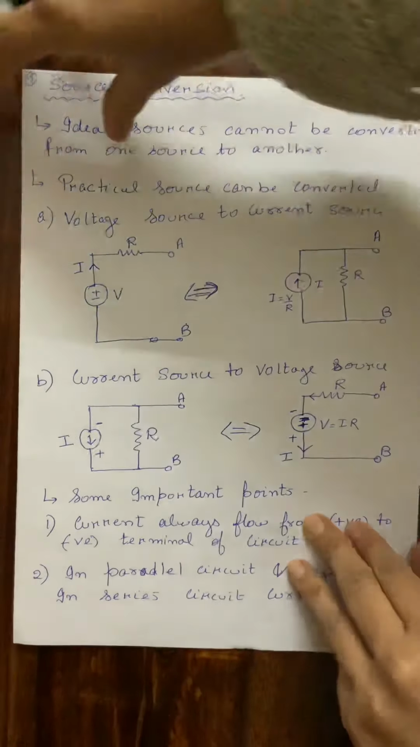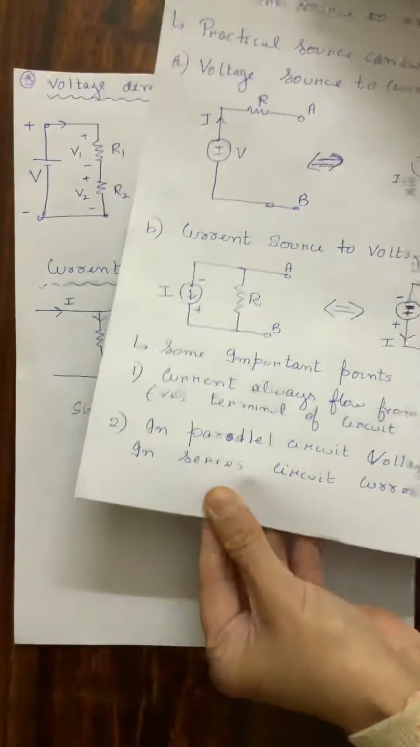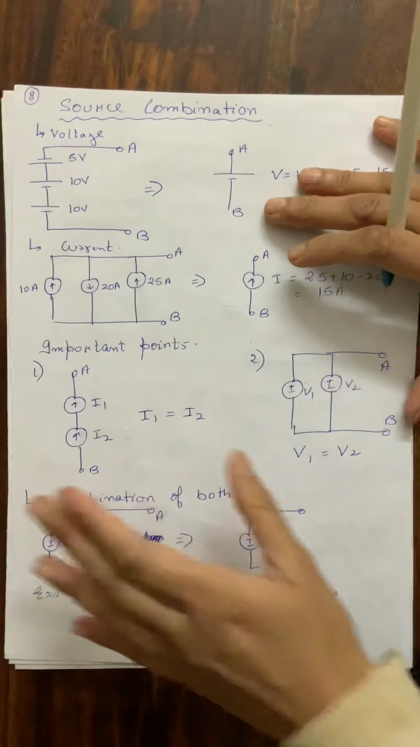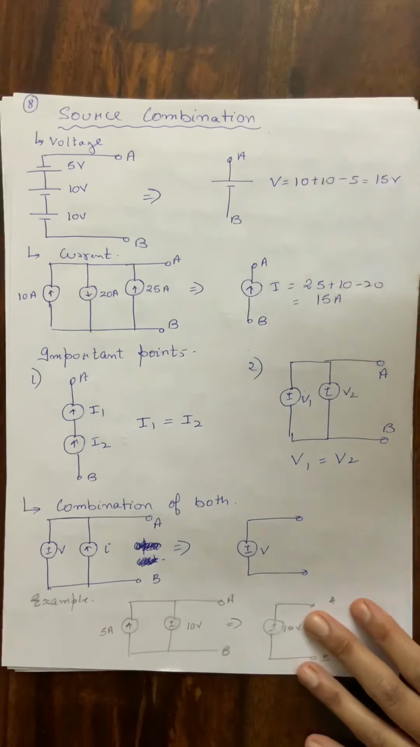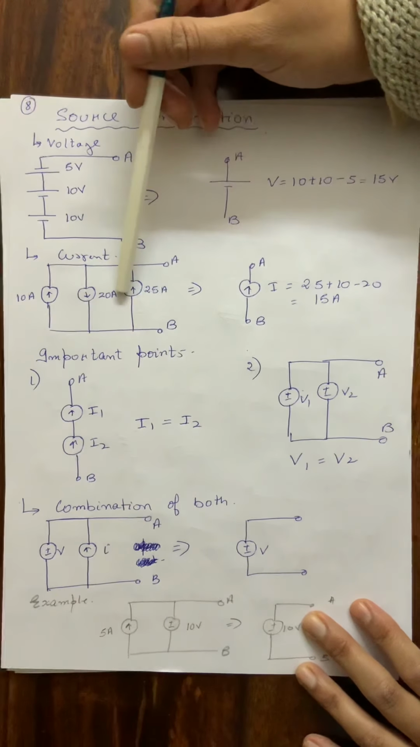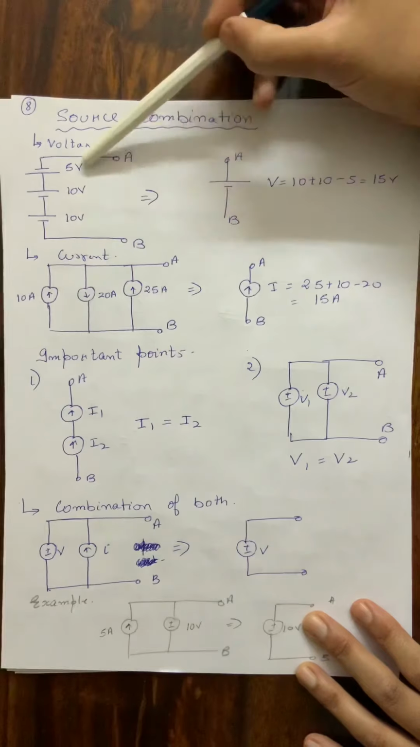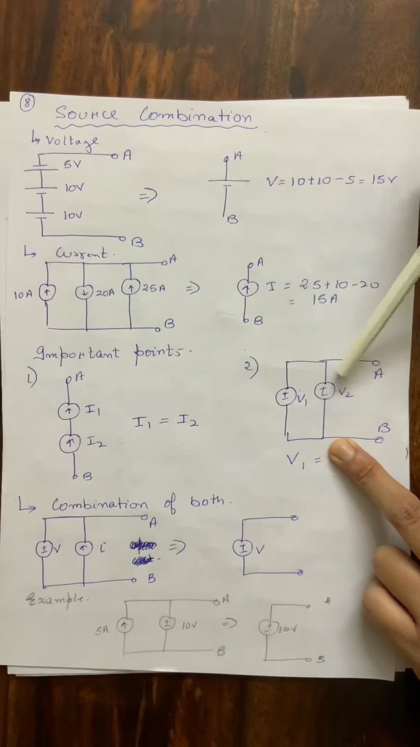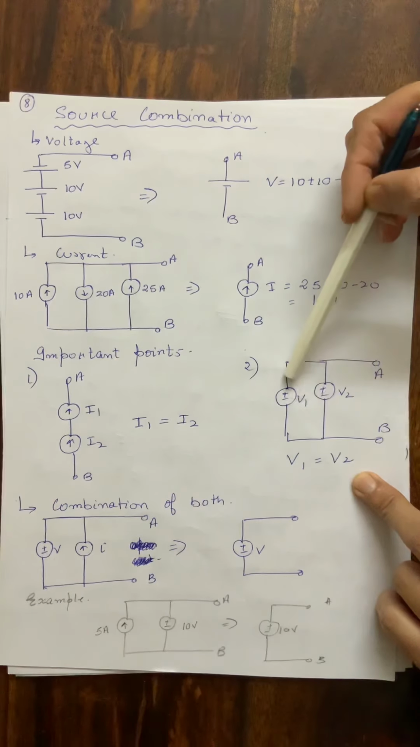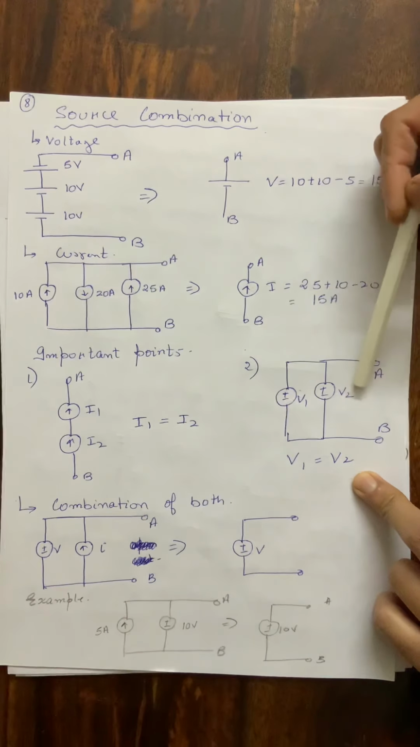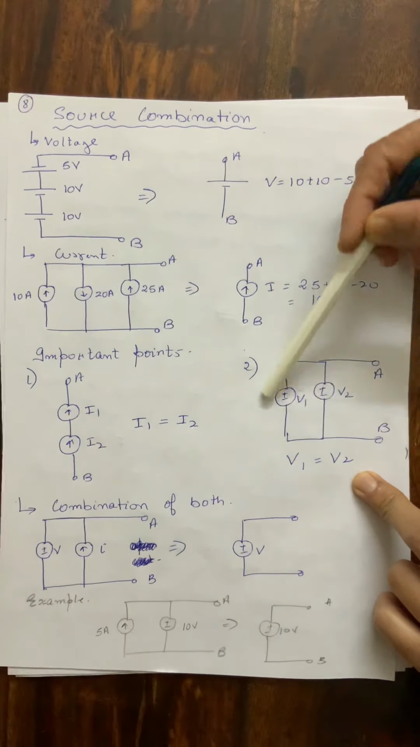Let's see further. Next is source combination. Now it is important. Source combination can only be done with series connected voltage sources and parallel connected current sources. If there are parallel connected voltage sources, they should have the same value. They can't have different values. Then this network will be wrong. If V1 is not equal to V2, this network will be wrong.